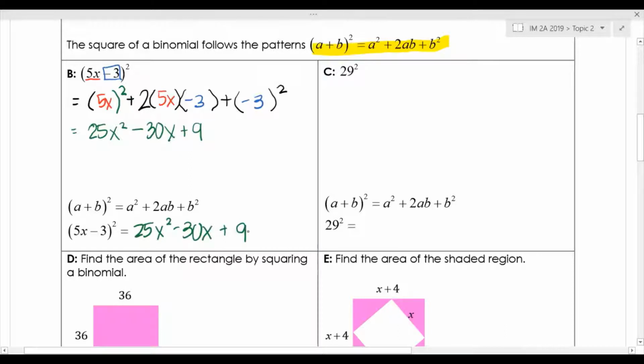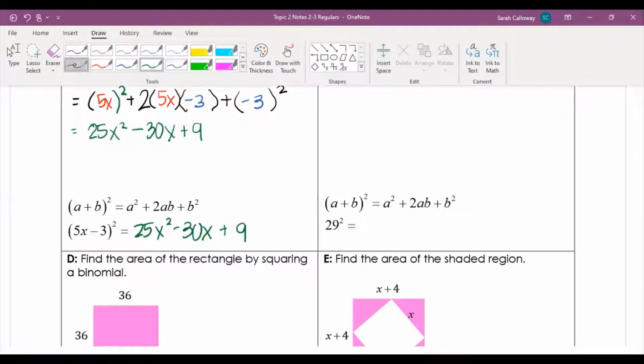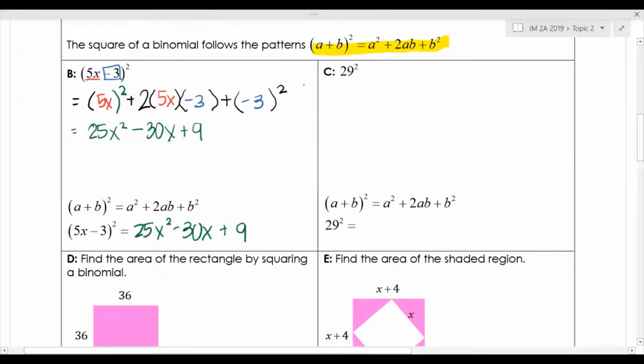So what this comes in handy for is when I have squares of numbers that I don't necessarily know. So 29 squared, if I had a calculator, this would be really easy. But if I don't have a calculator, a perfect square trinomial or a square of a binomial makes this a lot easier. So instead of thinking of this as 29 squared, I can think of this as 30 minus 1 squared.